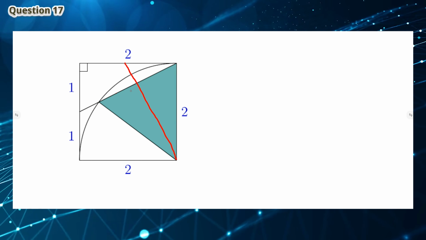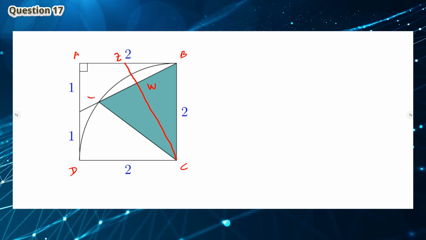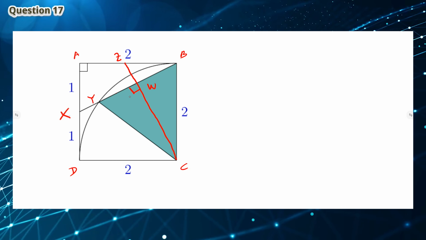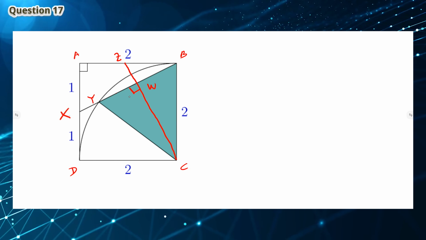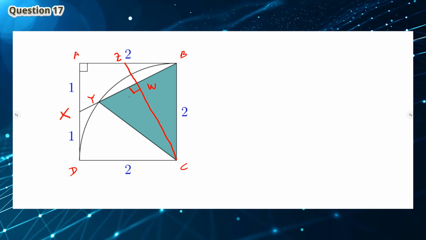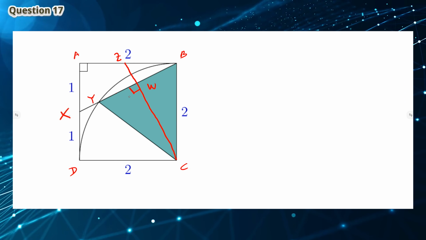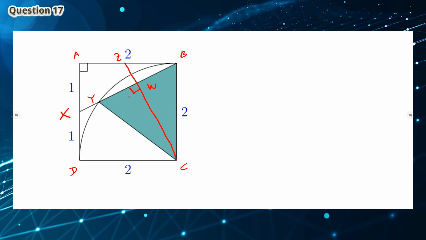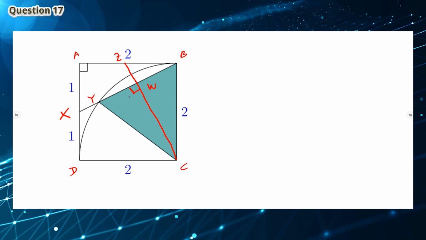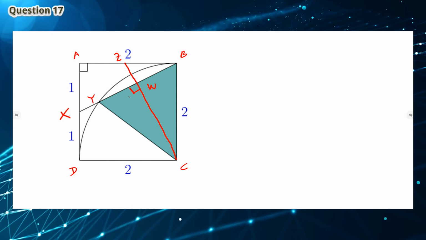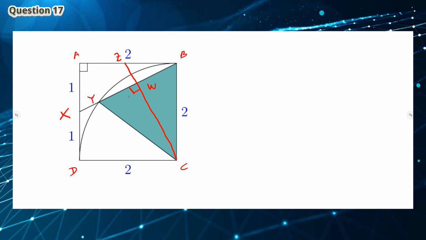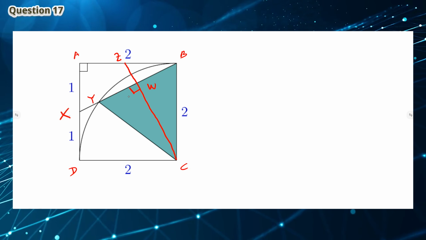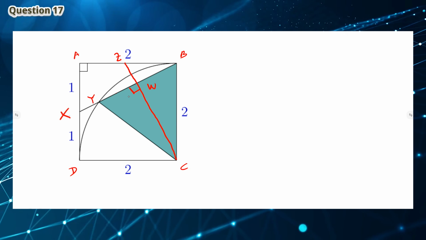As per the diagram, label the square as shown. Triangle ABX is congruent to triangle BCZ. The only difference is that it's rotated 90 degrees. As you can see, segment CZ is perpendicular to the segment BX. This means CW is a median of the isosceles triangle BCY.